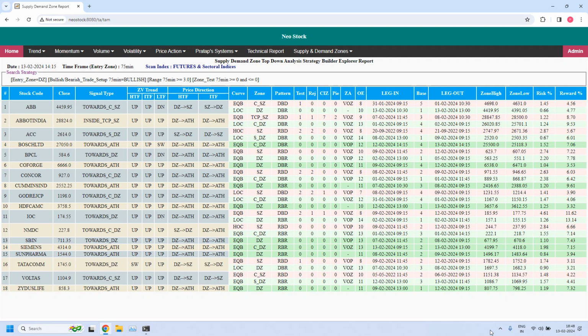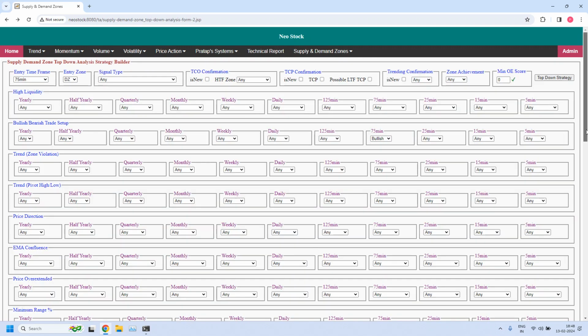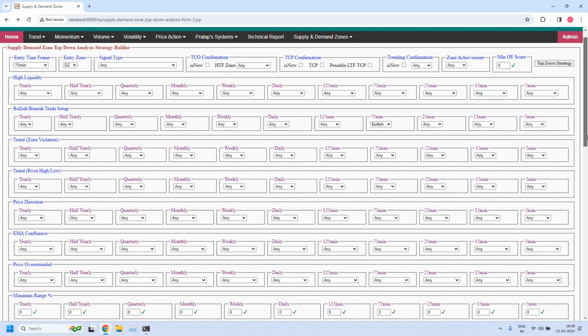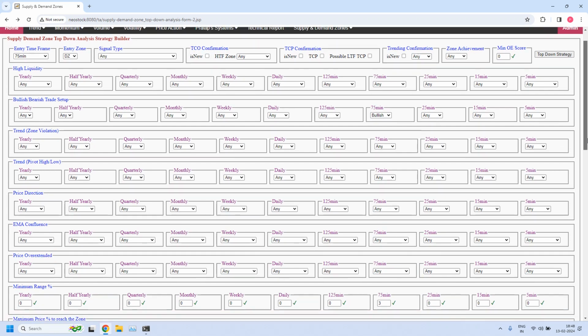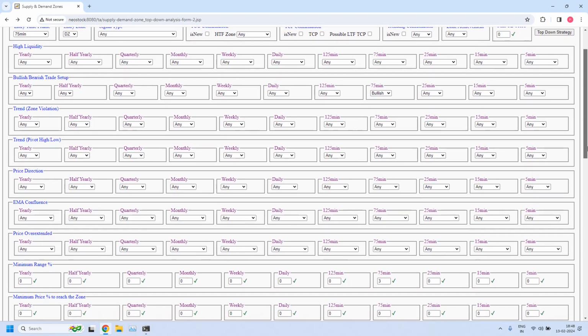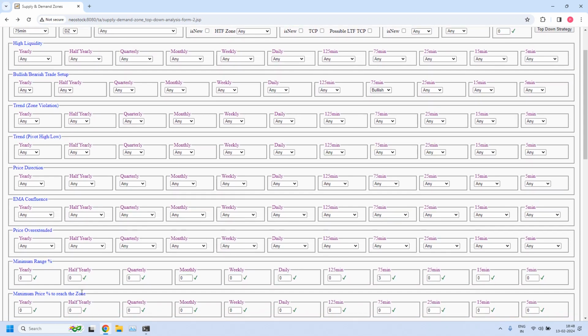Now it is easy for you to analyze these 18 stocks. But still, if you want to know the stocks near to the 75 minutes demand zone, let us add one more filter. First, we will see between 1% to 3% only because the range is 3%. 1%, 2%, 3%. These three levels let us check. That is the maximum price percent to reach the zone.